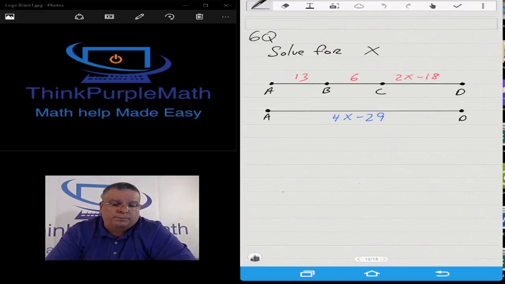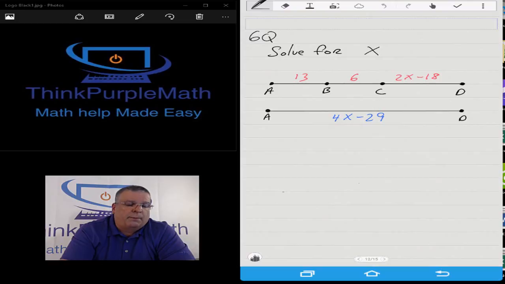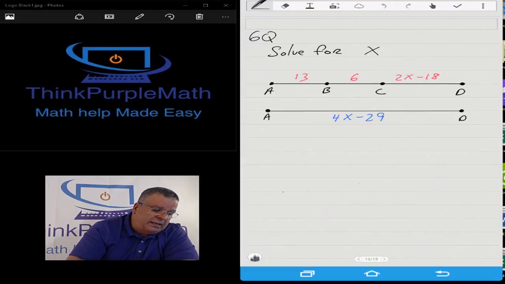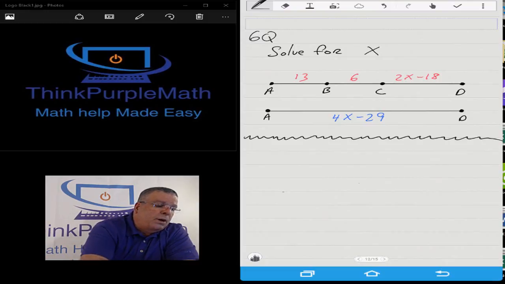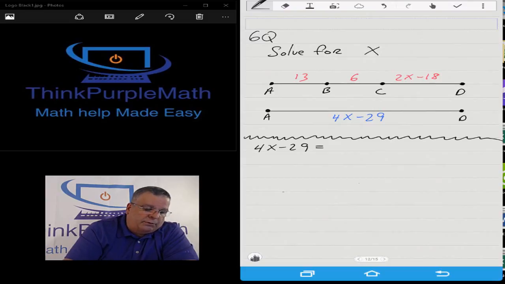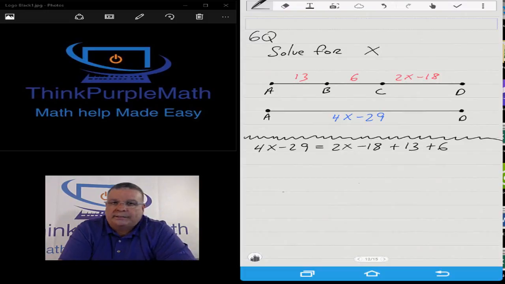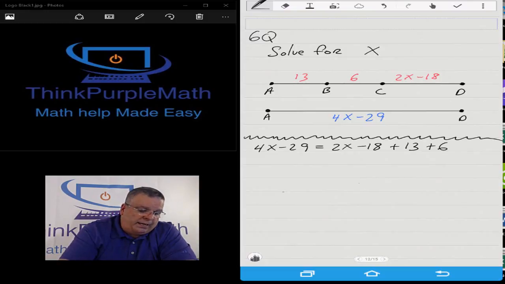Okay, we have one more for the road. And we'll be done with this lesson, this little topic, segment addition postulate. Here the same thing occurs. The blue is equal to the sum of all three red algebraic expressions. So we're going to set up our water line and go below. 4x minus 29 is equal to 2x minus 18 plus 13 plus 6. So I've set it up correctly.